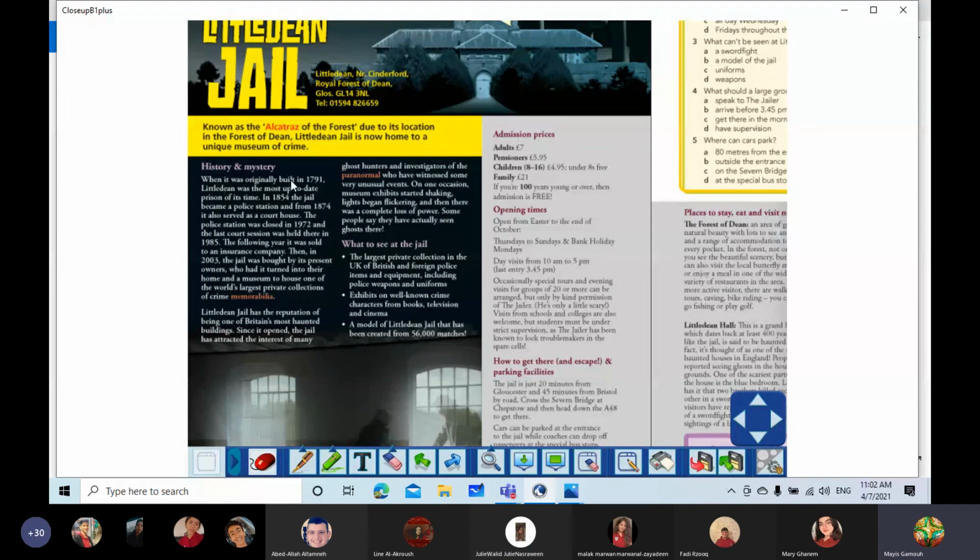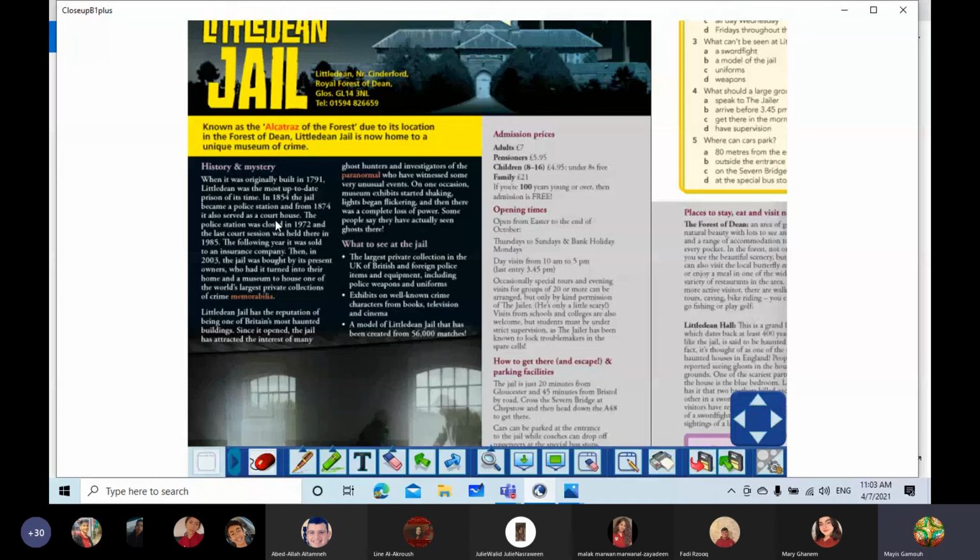When it was originally built in 1791, so when was it built? When was Little Dean Jail built? In 1791. Thank you, dears. Little Dean was the most up-to-date prison of its time. In 1854, the jail became a police station. So is it any longer a jail? No, it's a police station, and it served as a courthouse.